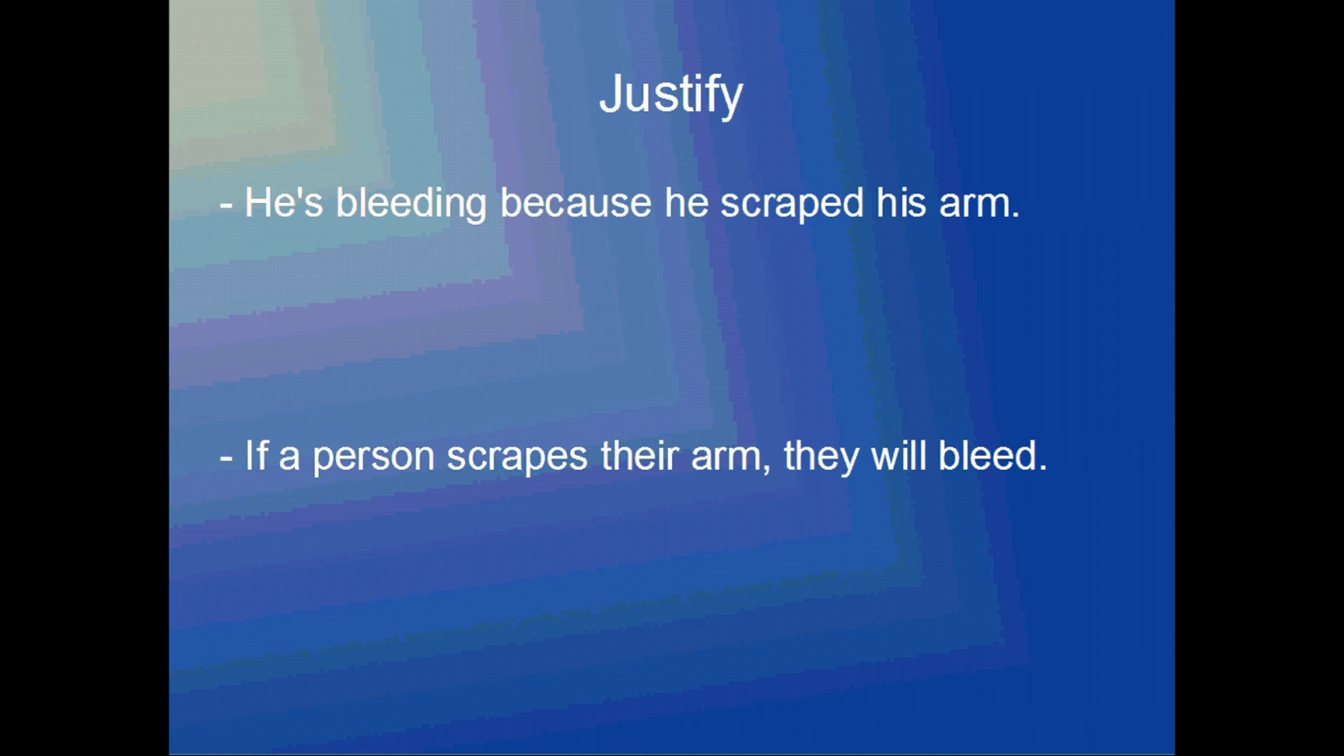Just below justify, you'll see what I'm calling a standard causal sentence. It says he's bleeding because he scraped his arm. And you'll notice directly below that I have a conditional proposition, except the subject is more generic. Instead of referring to someone in particular, like he, I'm just saying person. I'm being generic. If a person scrapes their arm, that's the cause. They will bleed.